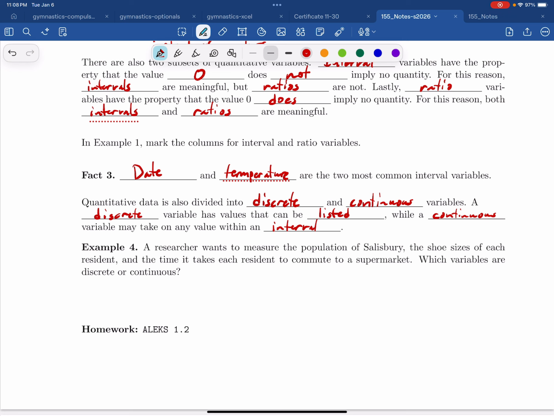Right, pause the video, read example 4. Which of the variables in example 4 are discrete or continuous? Well, we see shoe sizes and the time it takes to commute. Okay? So here, shoe sizes are discrete, right? Because you have 1, 2, 3, 4, 5 shoe sizes. You don't really have fractions of shoe sizes, right? So they can be listed.